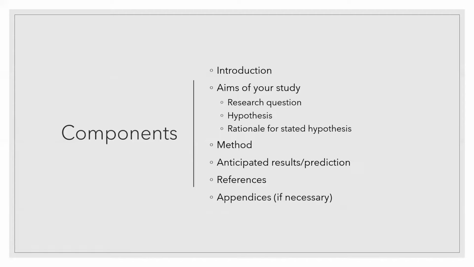The components of your research proposal will be the introduction/lit review, culminating in the aims of your study, which I'm highlighting separately because it is so important to have them: research question, hypothesis, and rationale for your stated hypothesis. Then comes your method, then your predicted results, then your references, which may be 1 or more pages, and then your appendices if you need them.